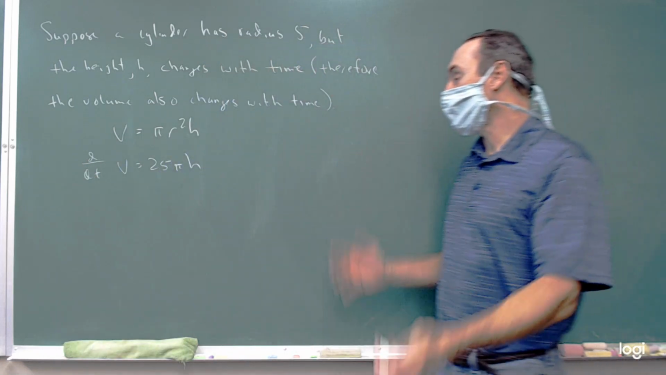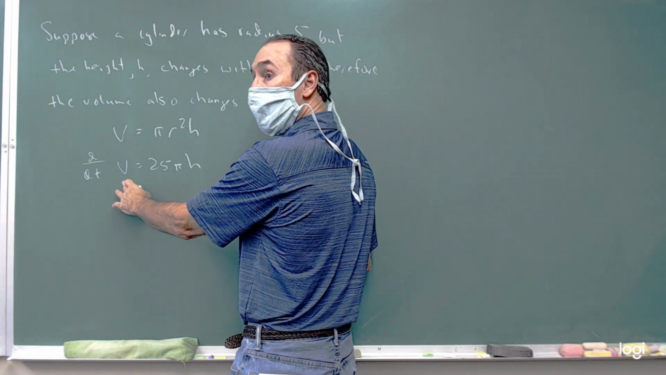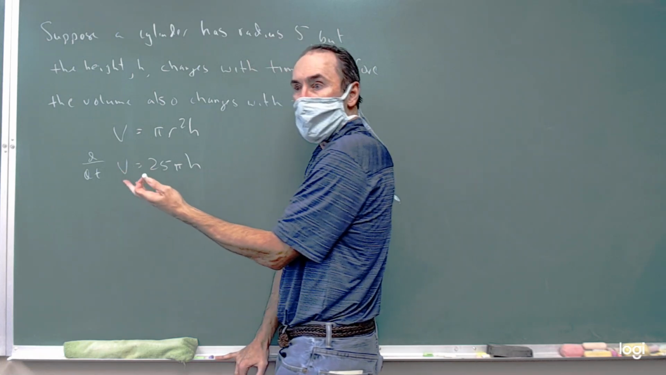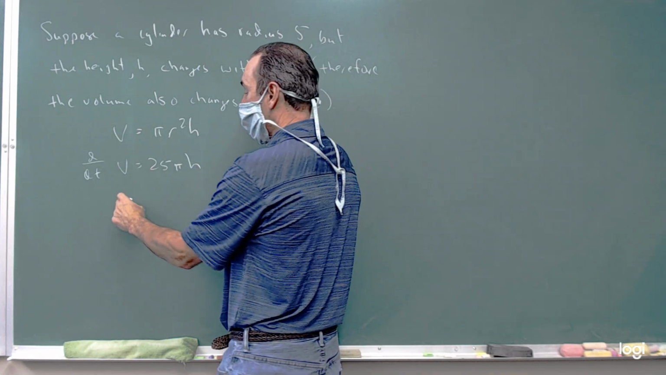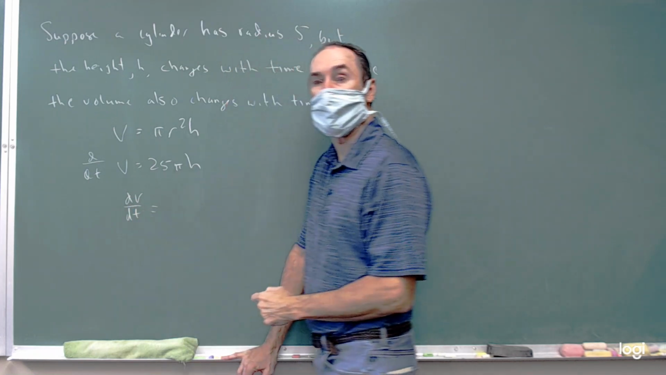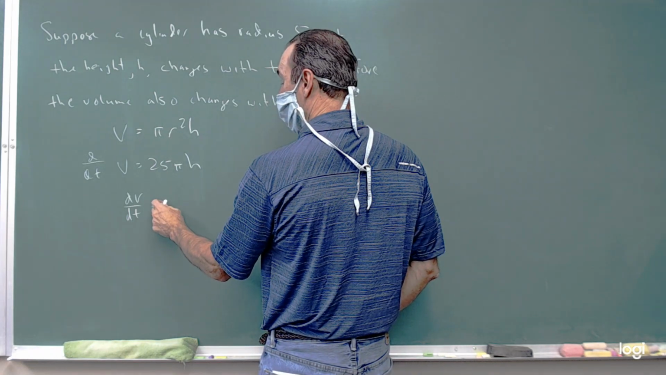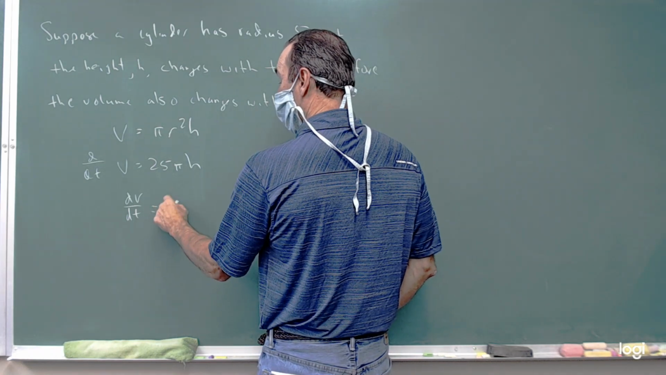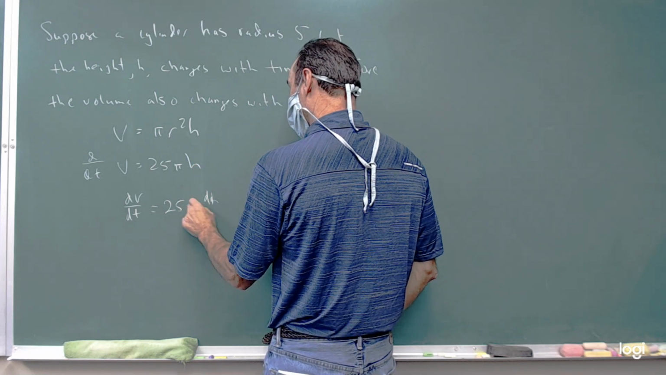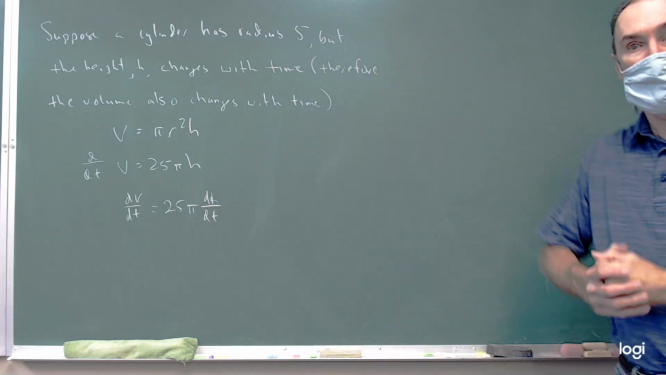So now we differentiate this. What do we get for V prime? It's V prime, but we're going to call it dV dt to emphasize the fact that time is the independent variable. And then what will we get here? 25 pi dH dt. So remember, that is a function of time, so it's not just one. Okay?